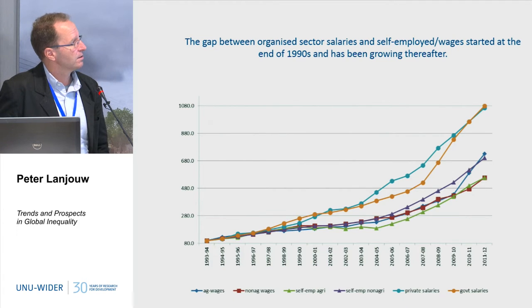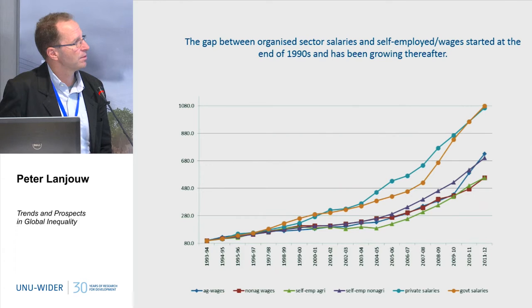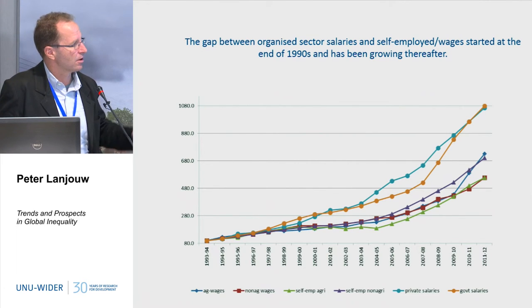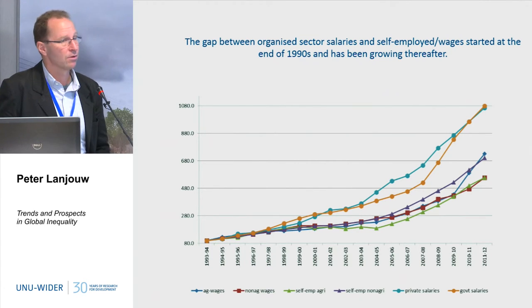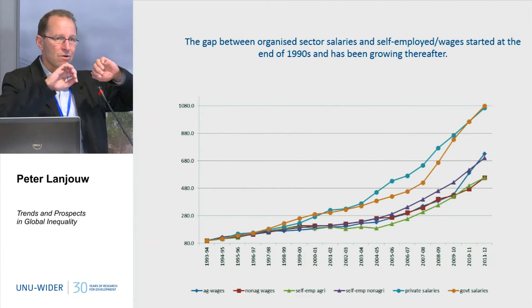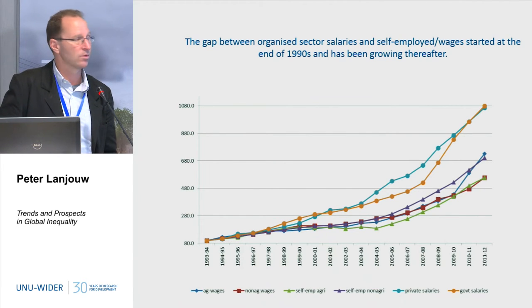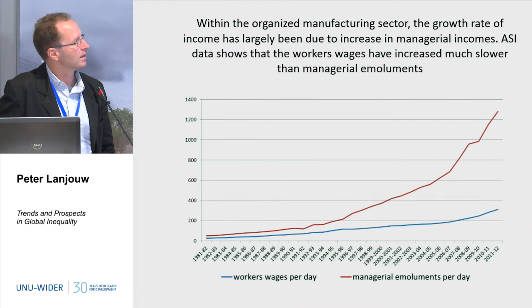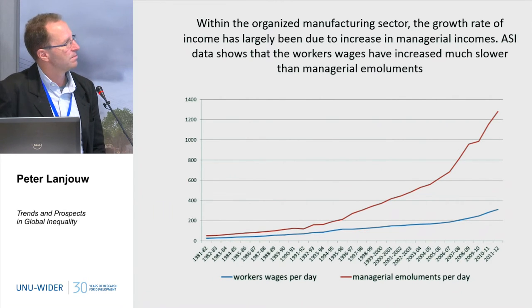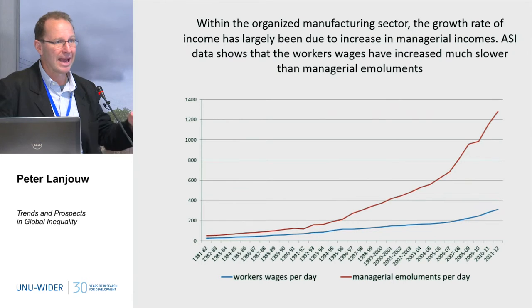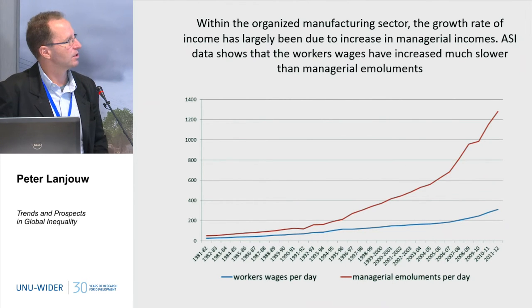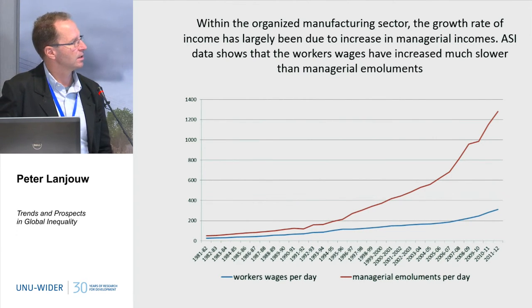Within the organized sector, there's been a growing gap between the organized sector salaries and the self-employment wages. This started in the 1990s and has been growing. So there's a growing divergence between the wage and self-employed sector and those earning salaried incomes in the formal sector. And within the organized sector, it's the growth rate of income to managers that has been really rising, and a big, growing gap between managerial incomes and workers' wages within the organized sector.